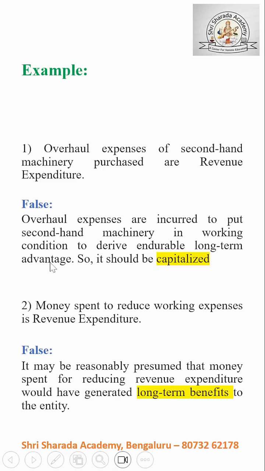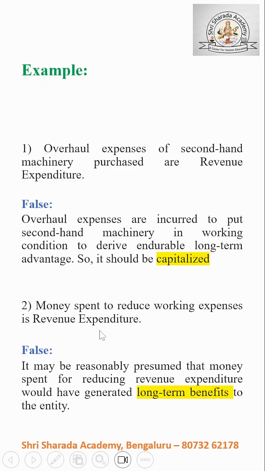So in the examination, how are they going to test us? This is one question we can expect from capital and revenue expenditure in the true or false section. For example: overall expenses of second-hand machinery purchased are revenue expenditure. So like this, they can give us a statement. Please understand, even though it's second-hand machinery, the first time you buy that second-hand machinery, whatever cost is incurred to put it into use should be considered a capital expenditure.